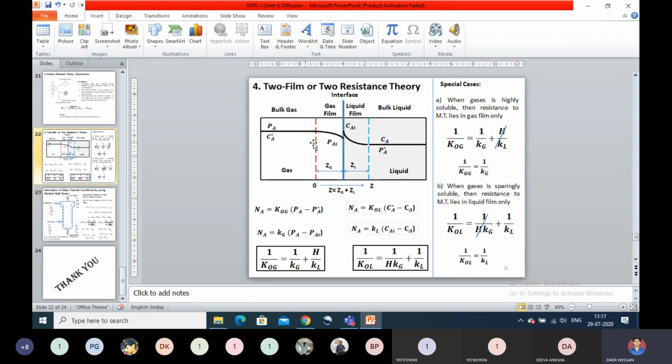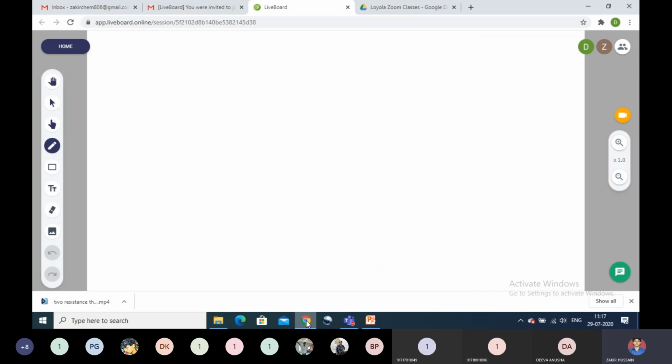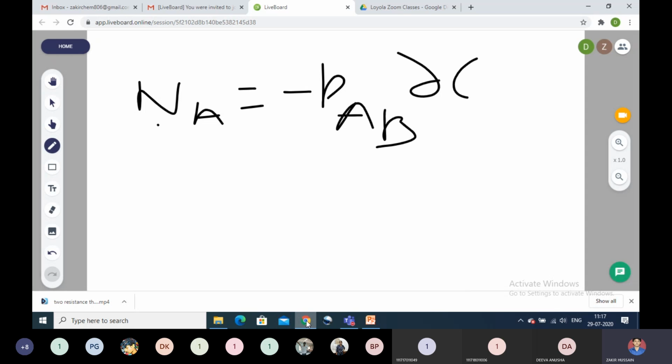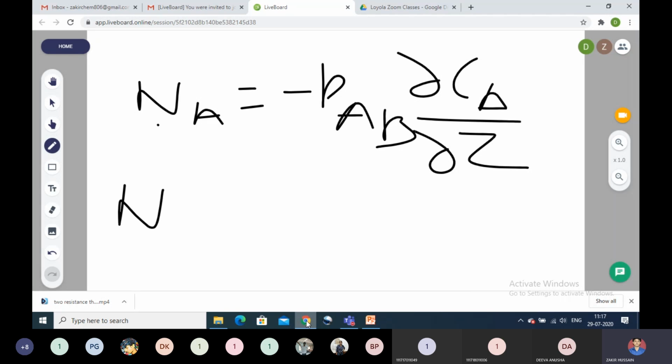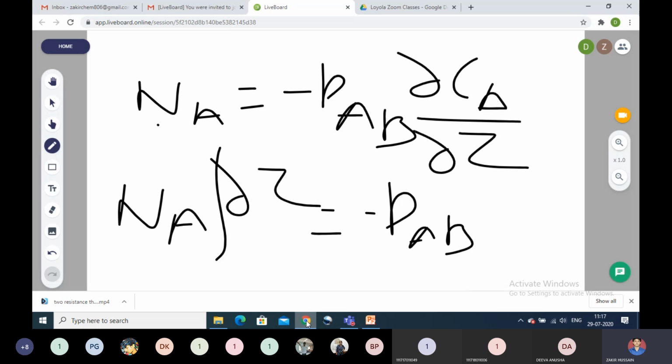So we have to perform the gas phase first. Let's see how to do it for the gas phase. Same, NA is equal to JA. See, NA is equal to minus DAB dou CA by dou Z. So NA dou Z is equal to minus DAB dou CA.